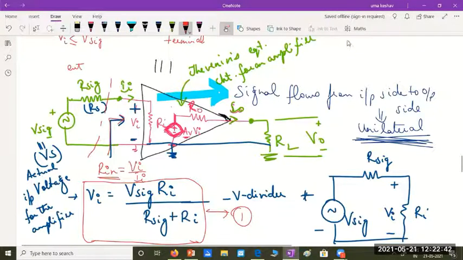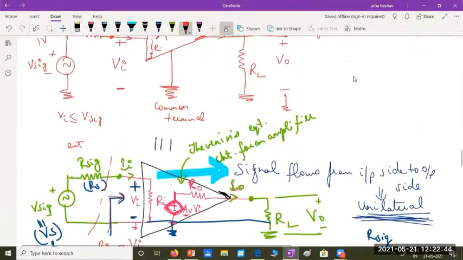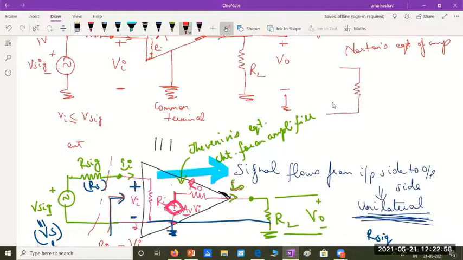If I want Norton's equivalent, what would I have in an amplifier? Yes, for Norton's equivalent of an amplifier, what do you think would change? The input side would be a simple resistance again, as it is. The output side, instead of a dependent voltage source, I should have a dependent current source. And a current source is always in parallel with an impedance.